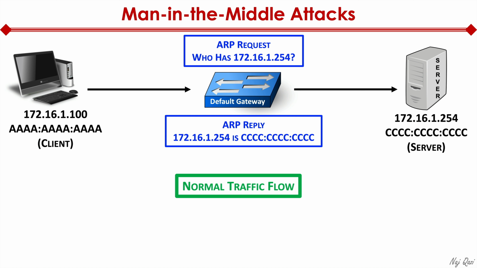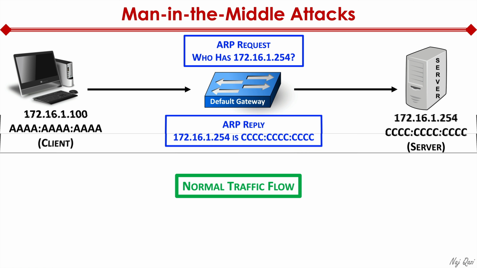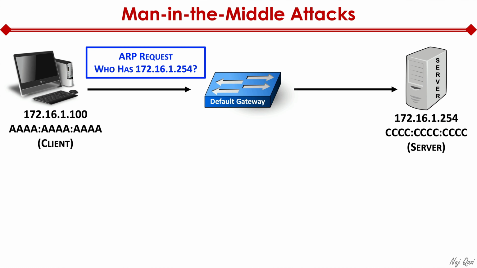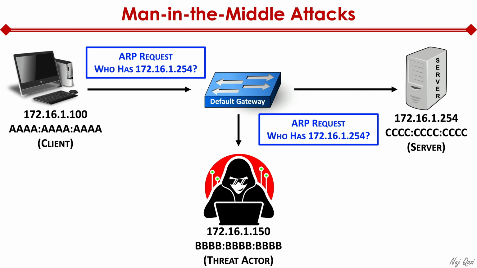And this would be the normal traffic flow. Up until here, it's all good. It's all green. It's all kosher. There's nothing bad going on. But now let's talk through what happens in the case of a man-in-the-middle attack. Once again, the client sends an ARP request. Now what ends up happening is both the server and the bad guy get the ARP request, but let's assume that the bad guy got the request before the server did.